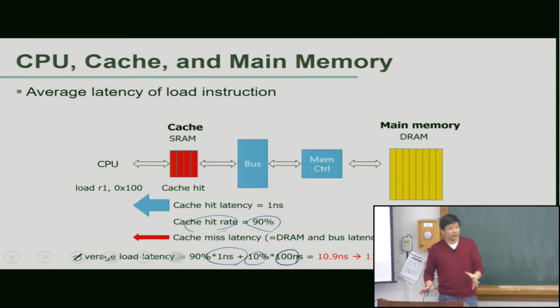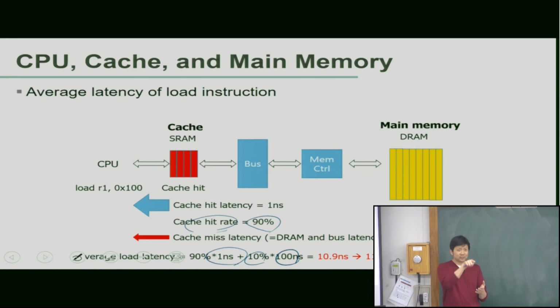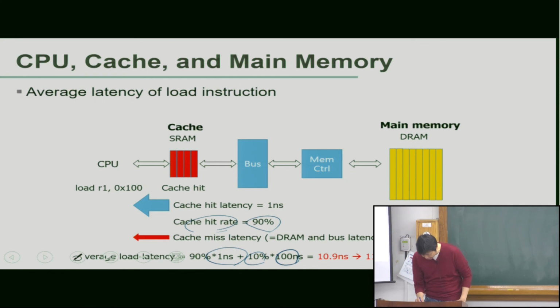So this means that, on average, a single load instruction takes about 11 CPU cycles, right? So it's very important to reduce either the cache miss rate or the cache miss penalty, either of the two.